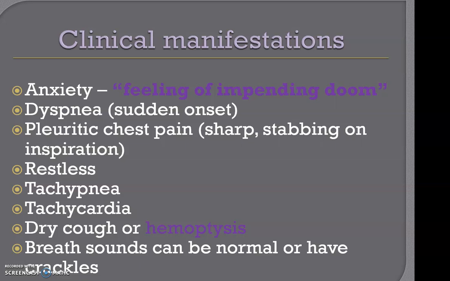Pleuritic chest pain, sharp stabbing on inspiration. They're restless to go with that anxiety. They get tachypneic and tachycardic. They may have a dry cough or have some hemoptysis. And their breath sounds initially could be normal or have some crackles, but you're not going to hear horrible breath sounds with PE. That's the other thing is, your patient could be struggling to breathe, very anxious, and have normal breath sounds.